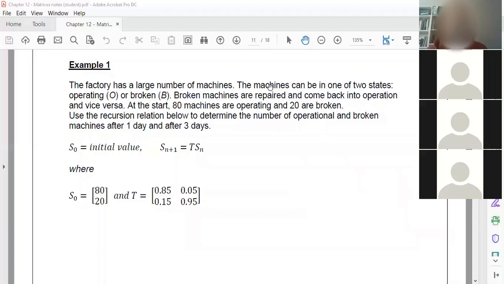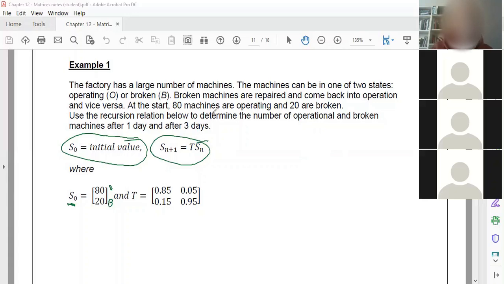Example 1. It says a factory has a large number of machines. The machines can be in one of two states, operating, which is O, or broken, B. Broken machines are repaired and come back into operation, and vice versa. At the start, 80 machines are operating and 20 are broken. So there's our O and there's our B, and S of 0 is always the initial state, when we're starting, the initial value. And there's the rule that they want us to use, which is the recursion stuff.